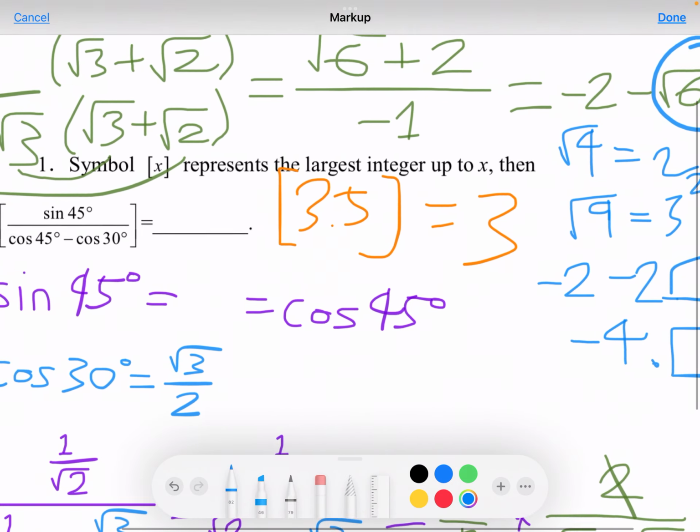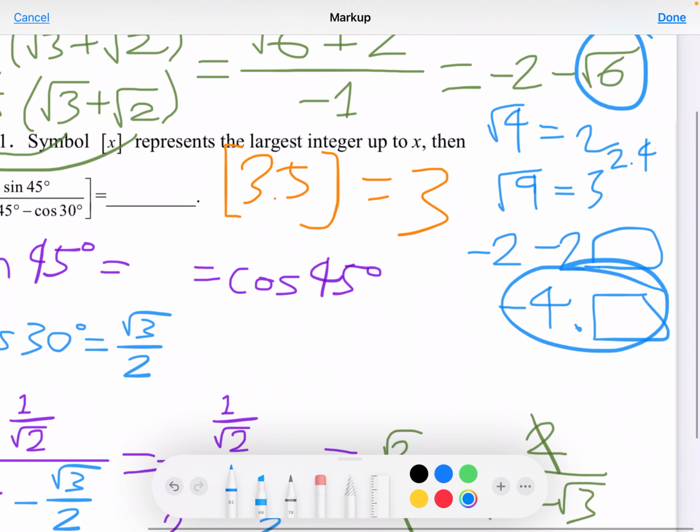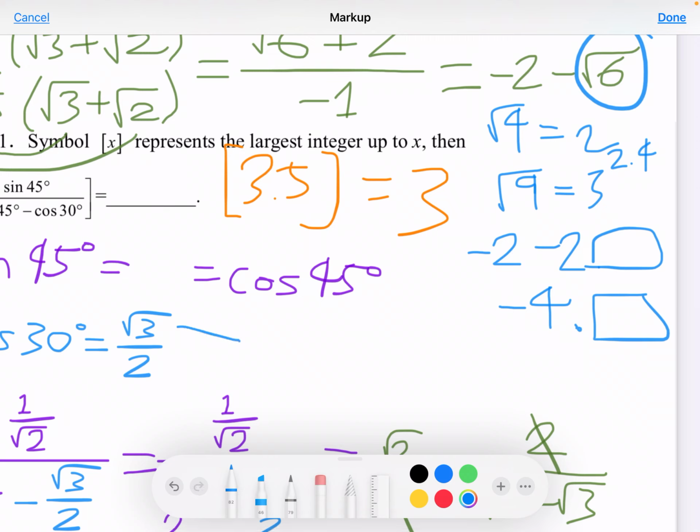And now, what is the largest integer that is smaller than this negative 4 point something? It is negative 5. So our answer is negative 5, and we are done.